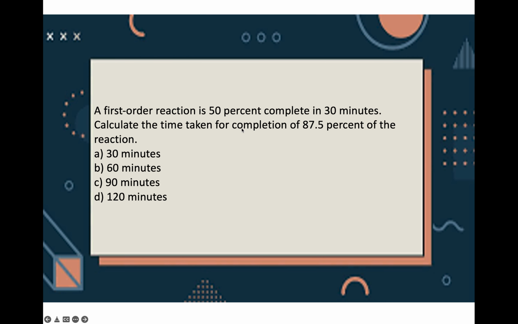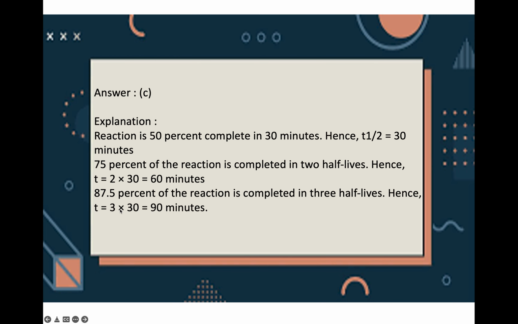Then, the first order reaction is 50% complete in 30 minutes. Time taken for completion of 87.5% of the reaction. Is it 30, 60, 90 or 120? Option is 90 minutes. So for 50% to be complete, it is 30 minutes, that is T half is 30. 75% complete in 2 half-lives, so T is equal to 2 into 30, 60. 87.5% completed in 3 half-lives, so T is equal to 3 into 30, that is 90 minutes.